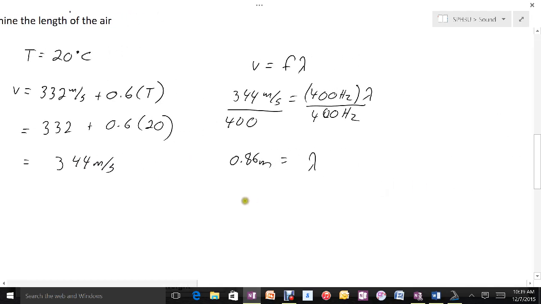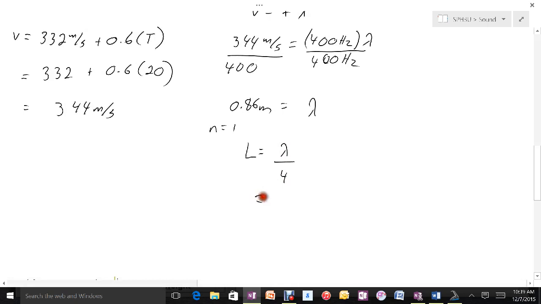So here, for the simplest case, n equals 1, we'll do n equals 2 as well, and we'll discuss the fact that that's a possibility, but we'll just do n equals 1 to start. Lambda over 4 is our relationship between the length of the object and the standing wave pattern. So 0.86 meters divided by 4 works out to be 0.215 meters. So that would mean that my pop bottle is 21.5 centimeters long, which is very possible.